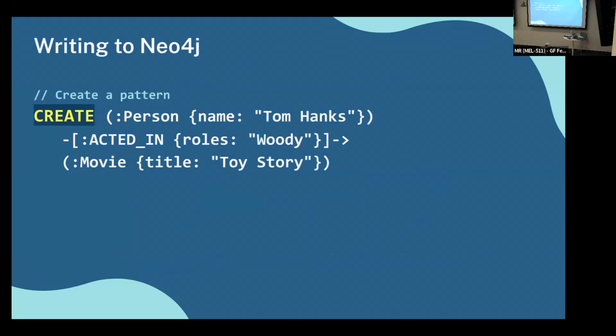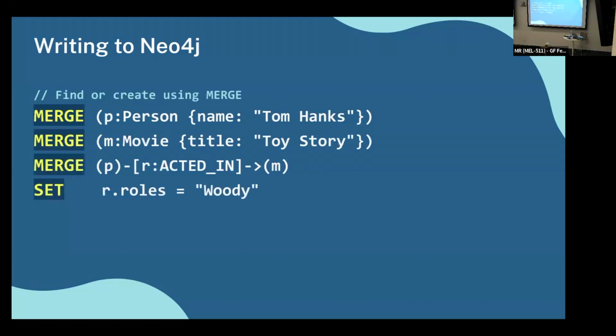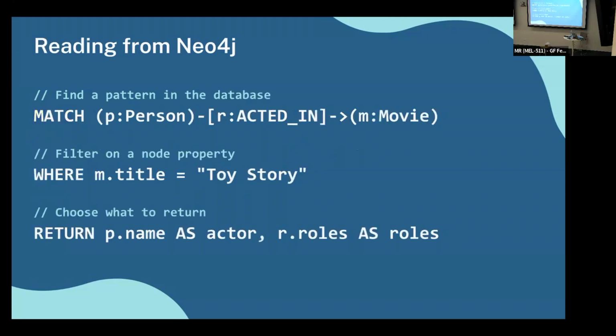You can write to Neo4j. You can create a pattern and say that, hey, I just want to create this kind of pattern: an actor acted in a movie along with some values. So I can use the CREATE command over here, or I can use a combination of MERGE and SET commands. First create all the nodes, then create all the relationships, then set the values to it. Okay. I can read from the database as well. I can find a pattern, filter it, and then choose what I want to return.